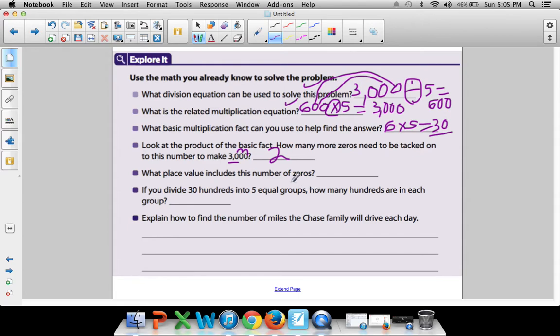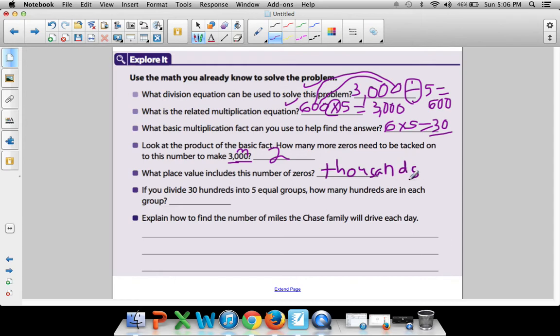Well, 1,000? I don't know what they mean by that. What place value includes this number of zeros? Oh, I get it. How high does the place value have to go to have that many zeros? So I guess it's thousands. The thousands place has that many zeros.